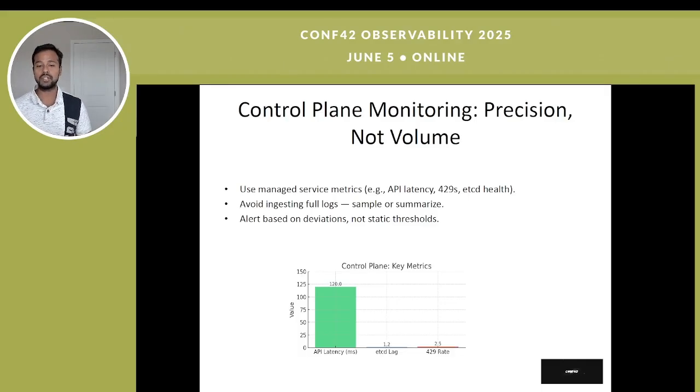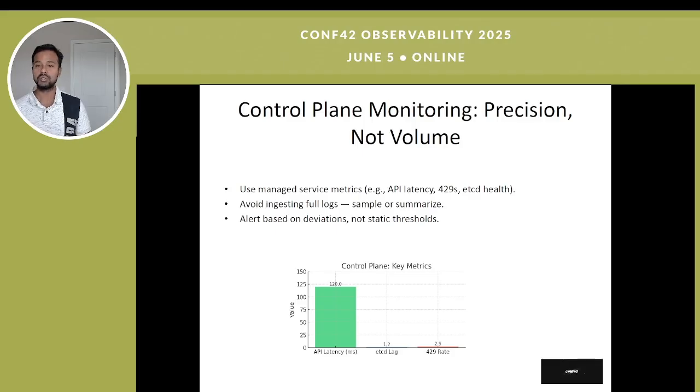Instead of ingesting full logs, we should focus on managed service metrics such as the API latency and the health checks. Sampling or summarizing logs can help reduce data volume while providing valuable insights. And again, alerts should be based on deviations from the expected behavior and not on static thresholds, which allows for more responsive monitoring.